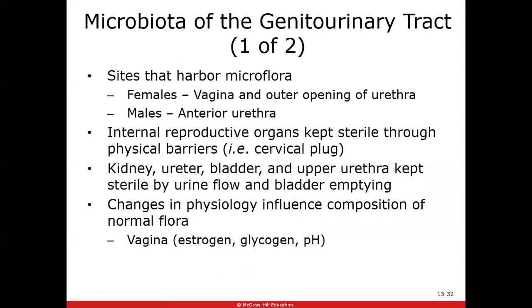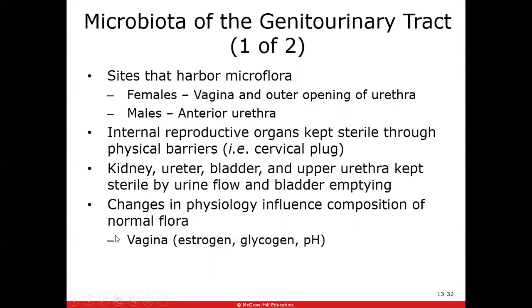So now we have the microbiota of the genitourinary tract. Sites that harbor microflora are, in females, the vagina and the outer opening of the urethra. With males, you have the anterior urethra. The internal reproductive organs are kept sterile through physical barriers, like the cervical plug for females. Then you have the kidney, ureter, the bladder, and the upper urethra, kept sterile by urine flow and by the bladder emptying. So changes in physiology influence composition of normal flora.